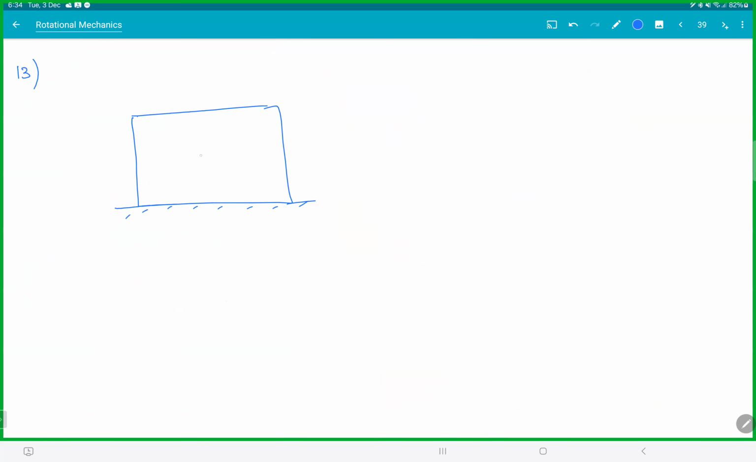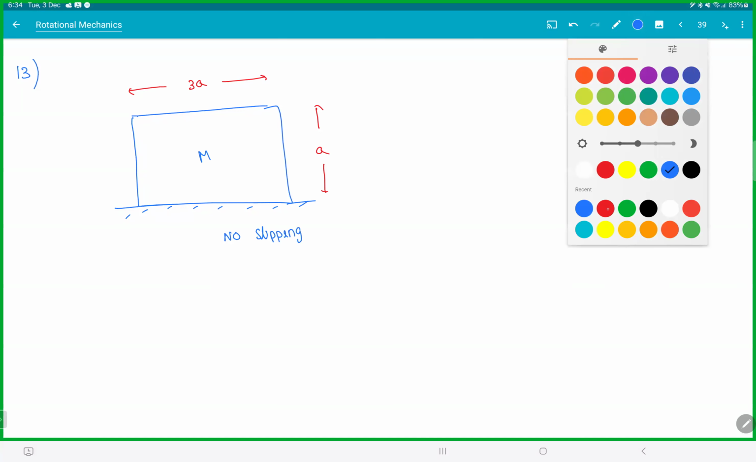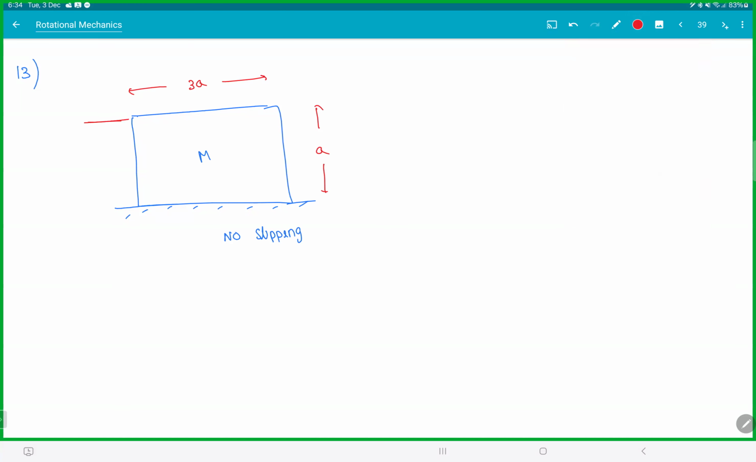So let's say we have a block of mass m. This is 3a. This is a. There is no slipping on the floor. It is not slipping, so it's not sliding basically. And you're applying force F here on the top. So first question, if you apply F is equal to mg by 4, find the position of normal reaction. Where will that N act exactly on the surface?